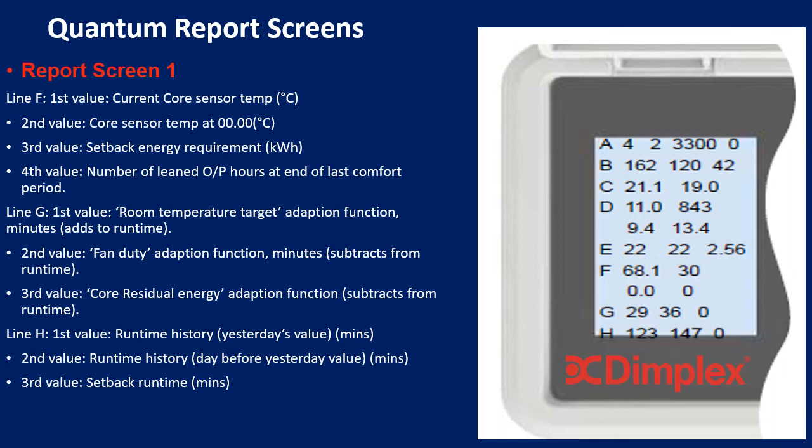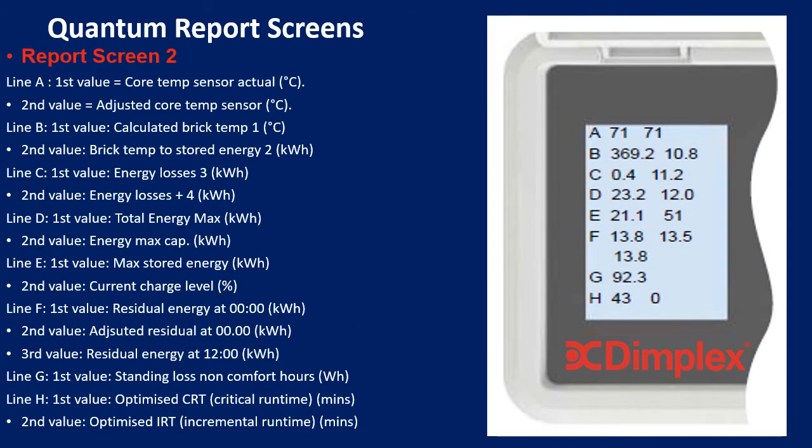Line H, first value, is the runtime history, which is yesterday's value in minutes. The second value is the runtime history, the day before yesterday's value in minutes. The third value is the setback runtime.